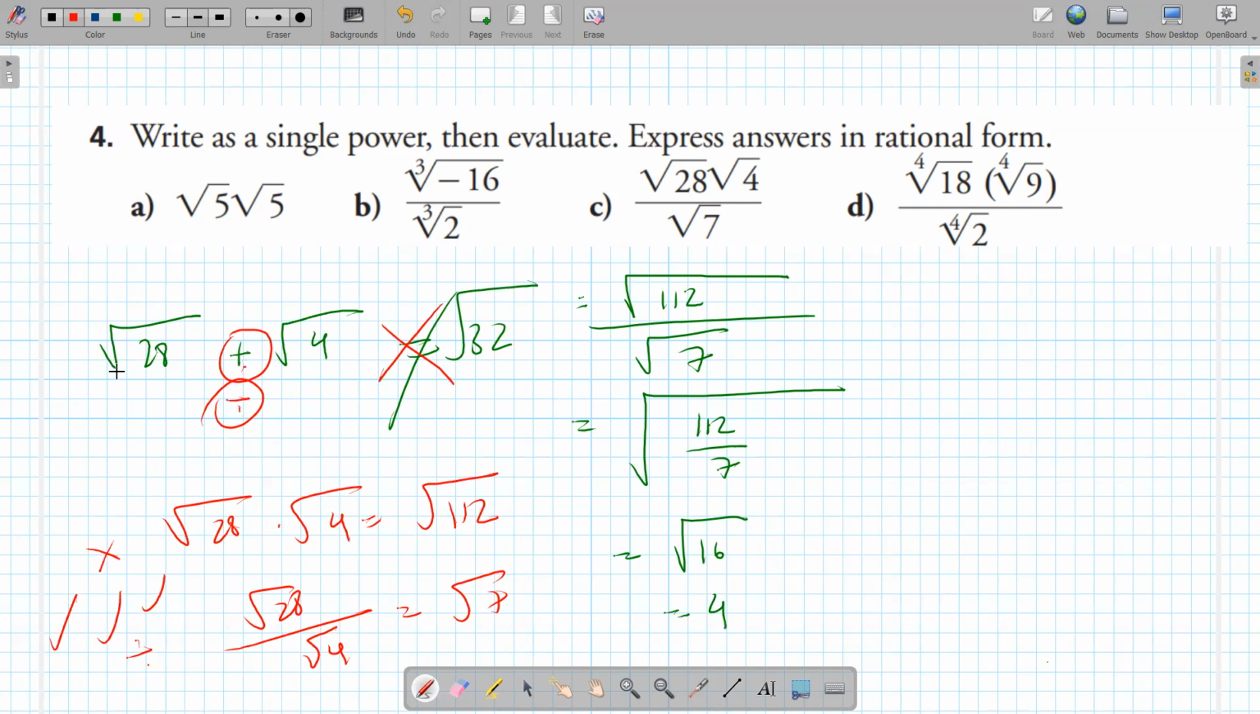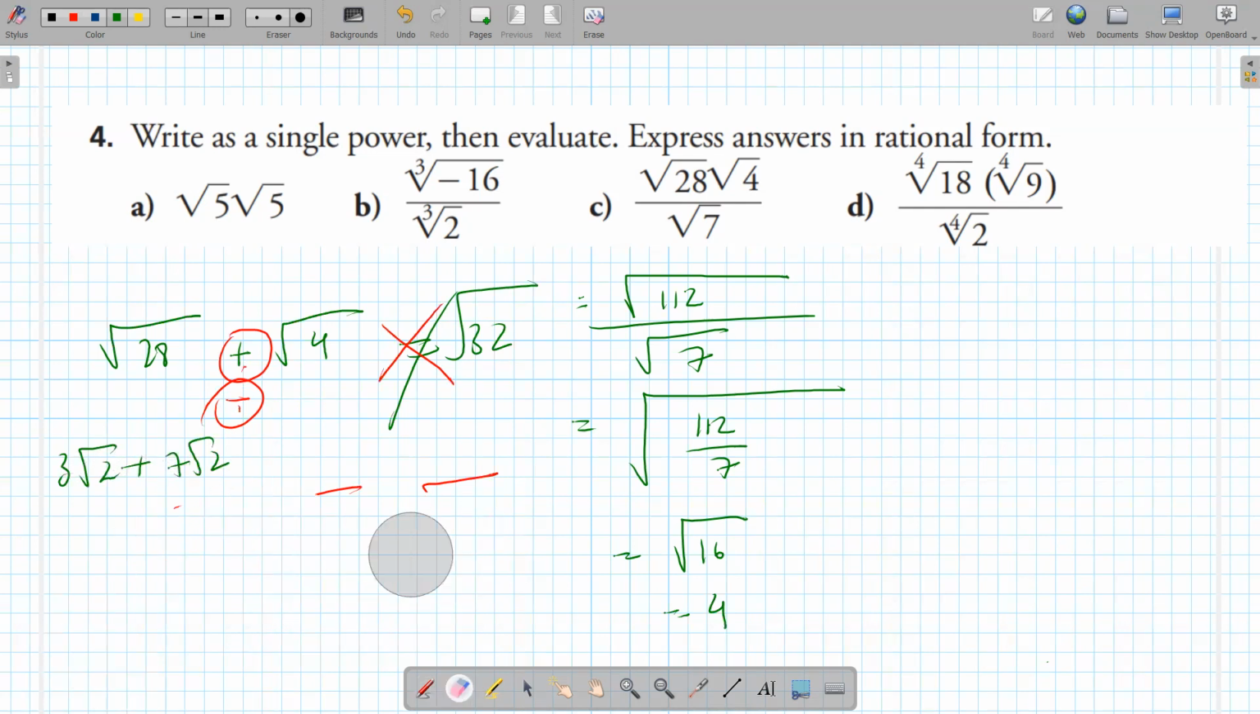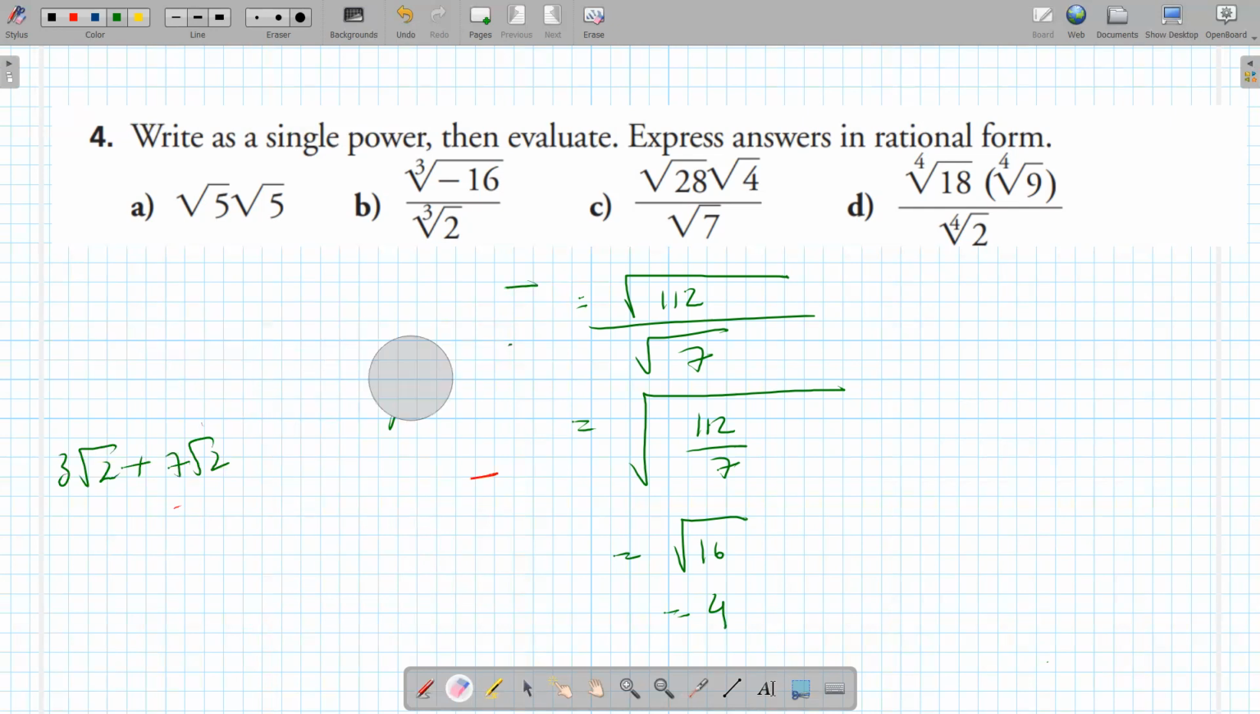You can only do this if the root and the indexes are the same. For example, 3 root 2 plus 7 root 2. Here, our roots are both root 2's. It's like adding 3a plus 7a. Basically, that's what it is. The roots are the same. The indexes are the same. This becomes 10 root 2. Only then you can add them. But here, you can definitely multiply and divide them, and that'll be the answer.